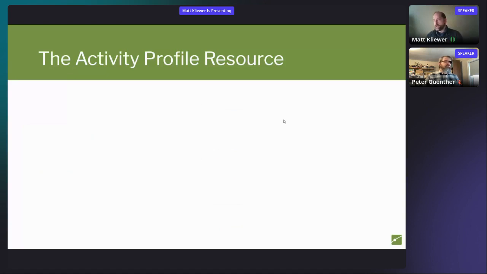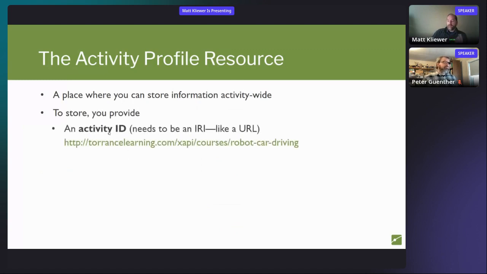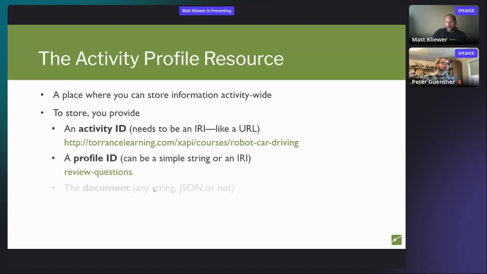So the next resource is the activity profile resource. This is structured in exactly the same way as the state resource. It can be any JSON or string, but it's a place where you can store information activity-wide. So you also need an activity ID, same thing, but this time we use a profile ID and then the document content. Because this activity profile isn't tied to a user or an actor, it's specifically about the activity itself. So it's a similar sort of thing, but it's just used to store information about this activity.